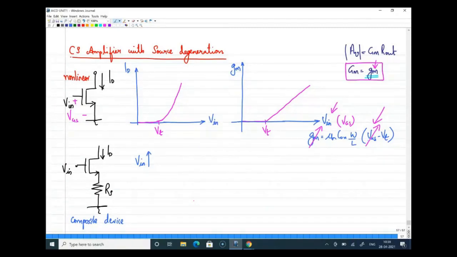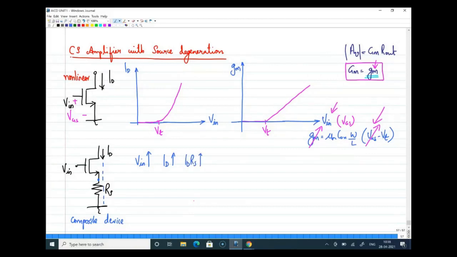Whether it will increase or decrease? It will increase. Of course, it will increase. So ID will increase. Now, if ID is increasing, ID is flowing through RS. That means the drop across RS will definitely increase, right? So can I write it as ID into RS will also increase with respect to this?